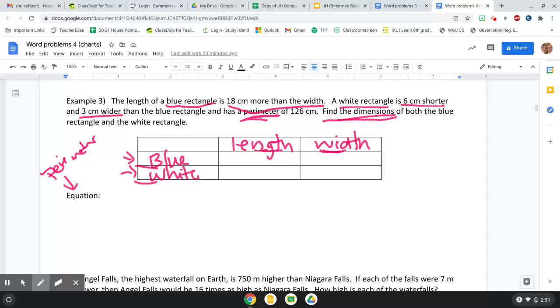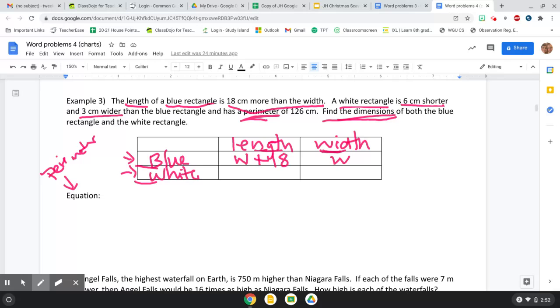So now I need to figure out different things to put in my chart to organize it. The first sentence again said the length of a blue rectangle is 18 centimeters more than the width. If I'm thinking about the blue rectangle, it's 18 centimeters more than the width, the length. I should probably underline that. So the length is 18 more than the width. If I don't know what the width is, I can say that that's my variable, right? So for my blue rectangle, the width is W. Make sure that you have it matched up in your chart. So the length, if it's 18 more, I'm going to have the width plus 18.